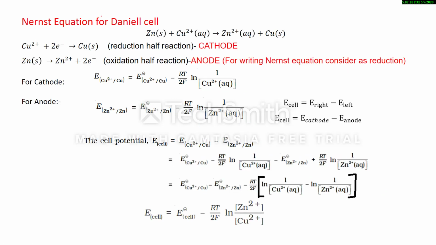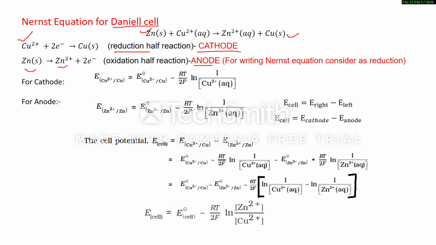Now we'll discuss the Nernst equation for a galvanic cell, and we will take the first simple example, the Daniell cell. We already discussed the reaction taking place in the Daniell cell: Zn solid plus Cu2+ aqueous gives Zn2+ aqueous plus Cu solid. As we know, Cu2+ plus 2 electrons gives Cu. It takes place at the cathode, and this is called the reduction half cell reaction. And Zn converts into Zn2+. This is the oxidation half cell reaction, taking place at the anode.